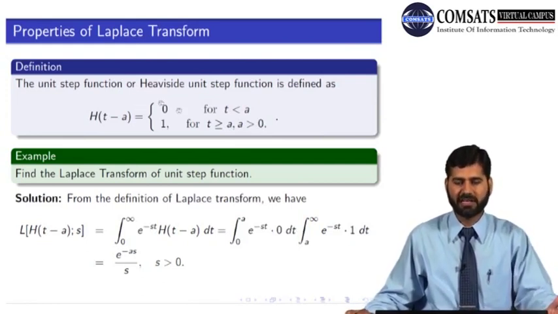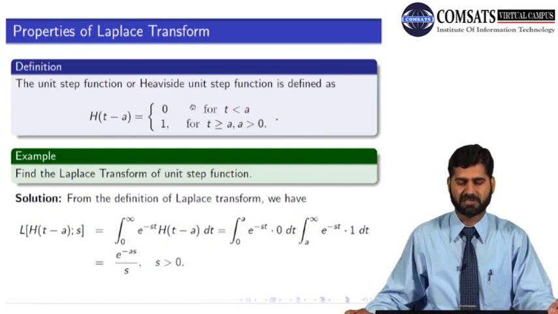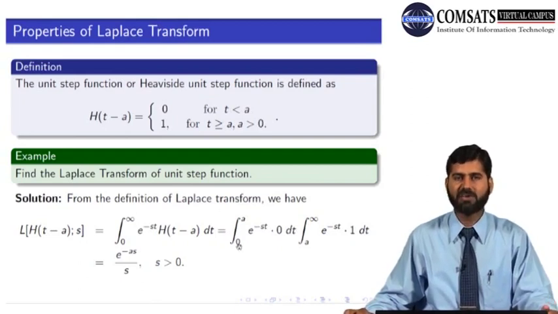So if you want to find the Laplace transform of this unit step function, what we need to do is multiply the Heaviside function with e to the minus st and integrate. And now, because this Heaviside function is defined piecewise for values less than and greater than a, you can break your integration from 0 to a and from a to infinity.